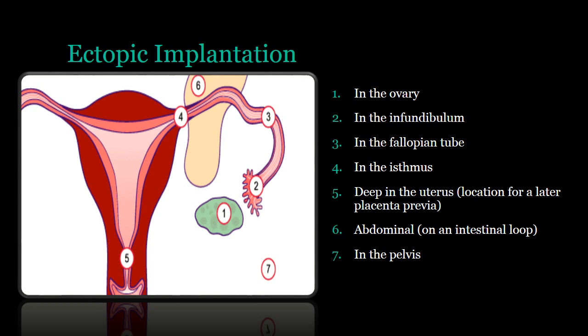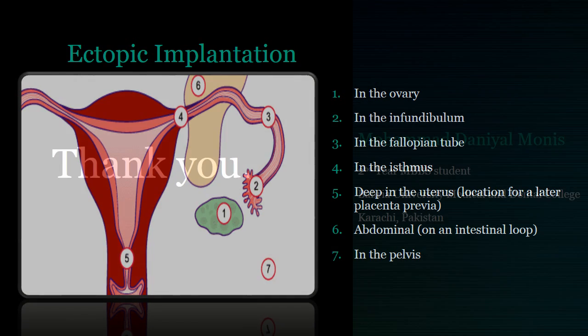Ectopic implantation is the implantation of the blastocyst at a site other than the normal. It may be in the ovary, it may be in the fallopian tubes, it may be deep in the uterus, such as placenta previa, in which there is excessive invasion of the uterus. It can be implanted in the abdomen or even in the pelvis. The complications vary among the sites of implantation. Thank you.